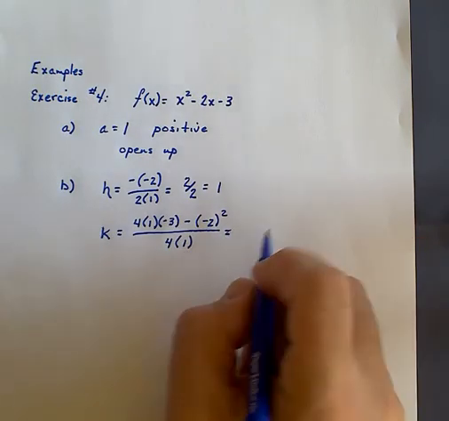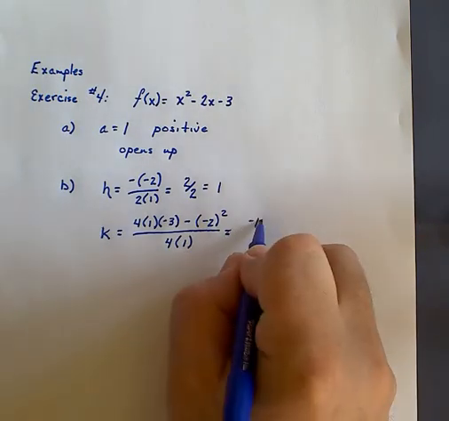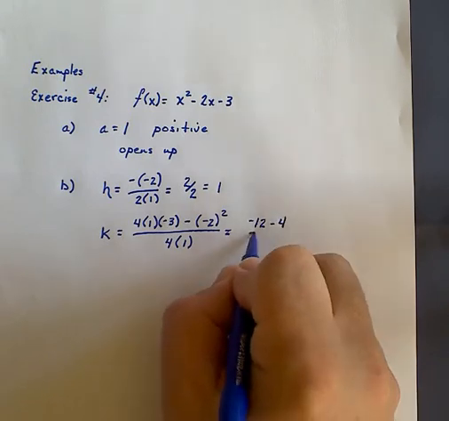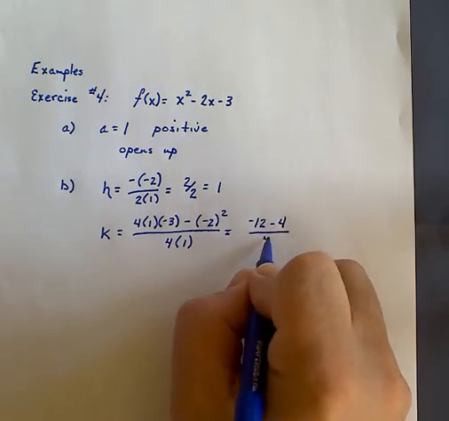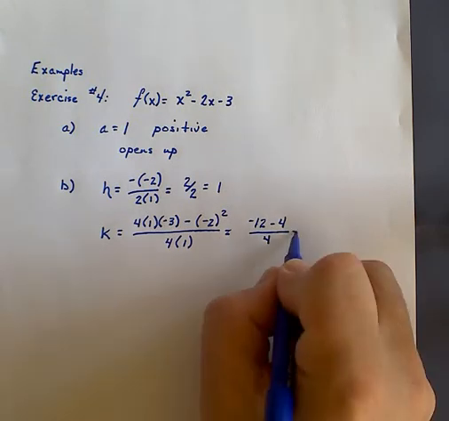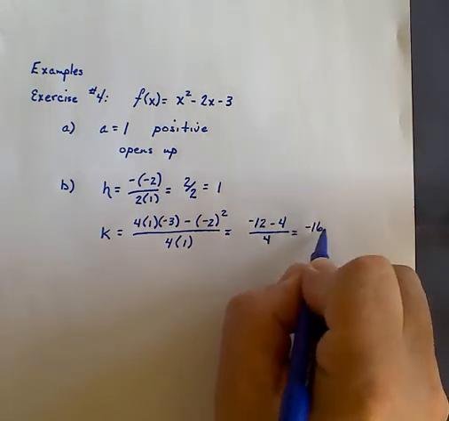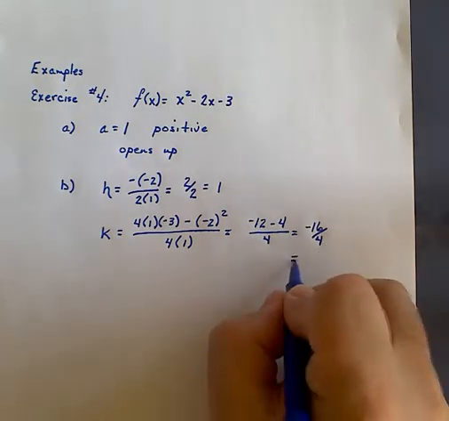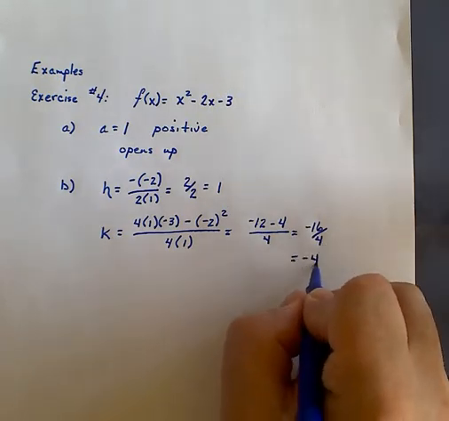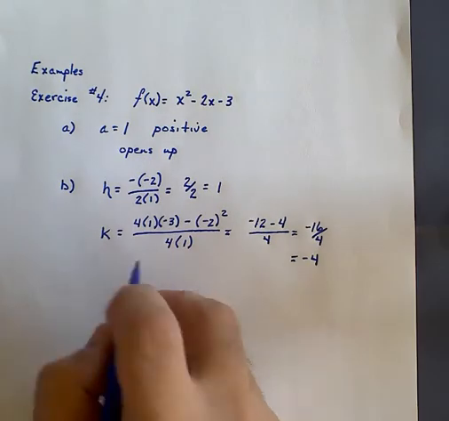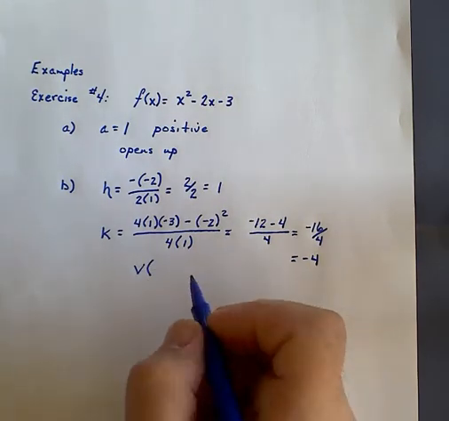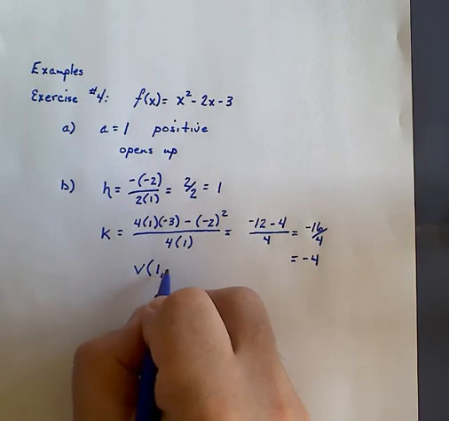So negative 12 minus 4 over 4 is negative 16 over 4, or negative 4. Okay, so that means I have a vertex at (1, -4).